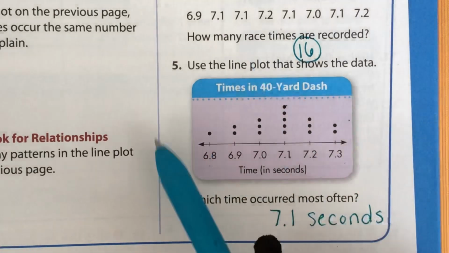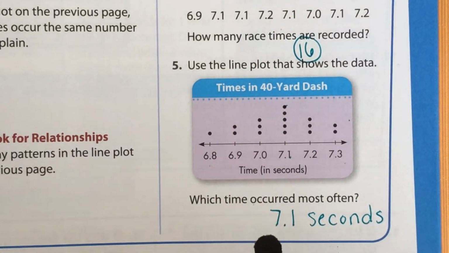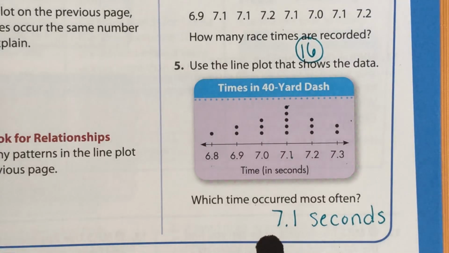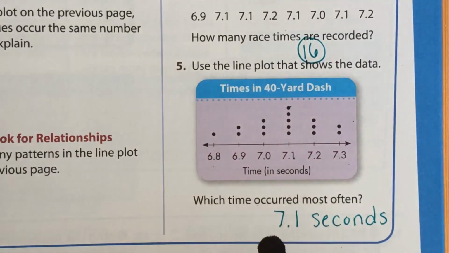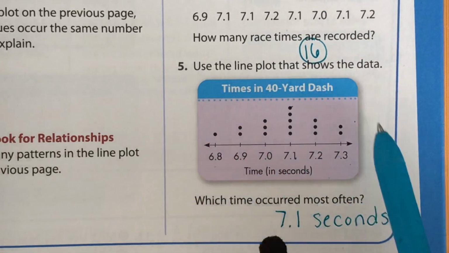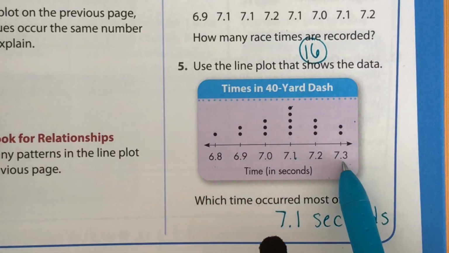So line plots are very useful in organizing information and helping us see in an easier way how the information is spread out. Now in this case, do we have an outlier? We don't have an outlier because all of these times are around the same. They range from 6 and 8/10 to 7 and 3/10.